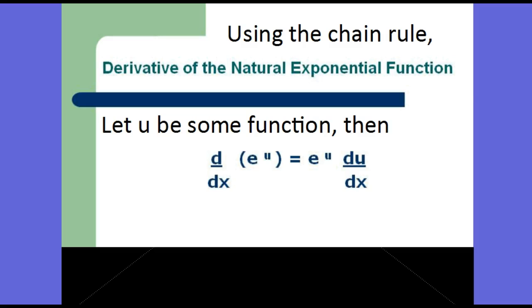So again, that happens if e is raised to a function that has a derivative. If e is raised to a function that has a derivative, you have to multiply by the derivative of its exponent. And it will make sense once we look at an example.